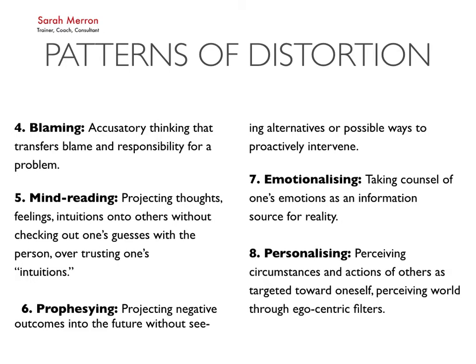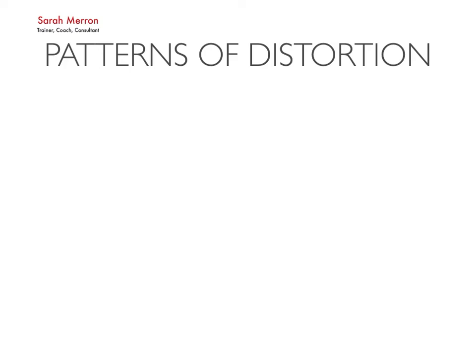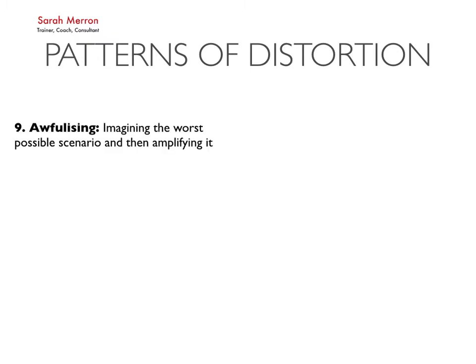Okay, so personalizing. This is where we take everything that everyone else does personally, without assuming that actually the person may not have considered us at all. It may have absolutely nothing to do with us. This is very, very common as well, and it's really common with people who are exhibiting values level 2 behavior and values level 3 because we have paranoia.